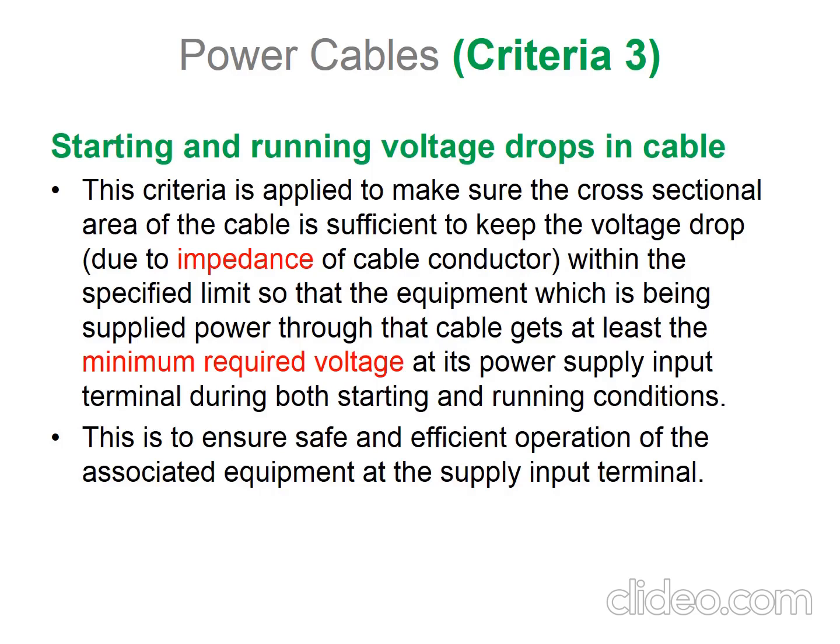The third criteria for power cable is starting and running voltage drop in the cable. This criteria is applied to make sure that the cross-sectional area of the cable is sufficient to keep the voltage drop, which is due to the impedance of the cable conductor, within the specific limit. So that the cable can get at least the minimum required voltage at its power supply input terminal during both starting and running conditions. This is to ensure safe and sufficient operation of the associated equipment.